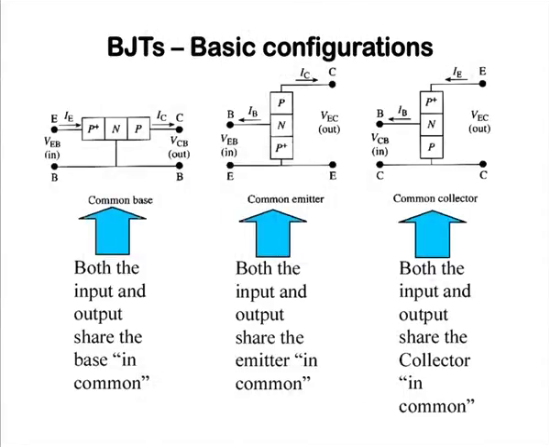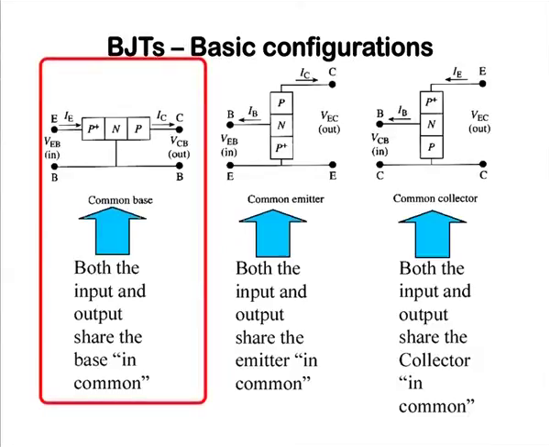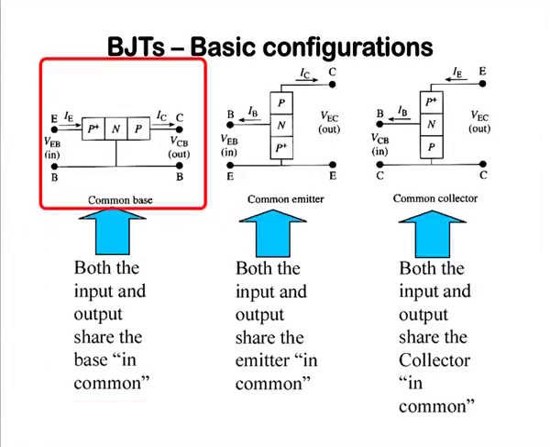So, we can bias in three different ways. First one, here you can see the common base. Common base means between input and output our base is common. So, here our input voltage we are applying between emitter and base, and output is between collector and base, and our base is common between input and output. Here we can see the input current is IE and output current is IC. This mode is called the common base configuration mode.